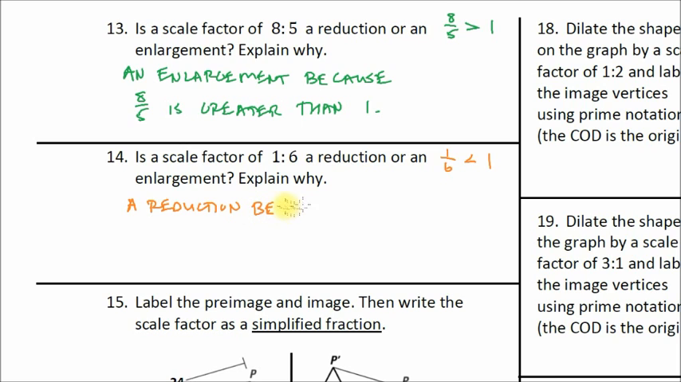Because, when it says explain why, you got to tell me why. Because 1 over 6 is less than 1. Always a reduction when the scale factor is less than 1. Let me fix that. 6. And we'll move on. Number 15.